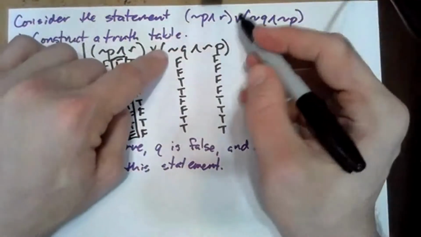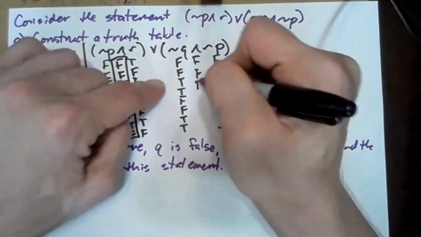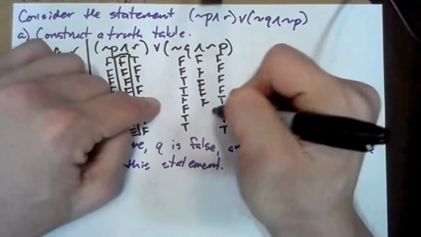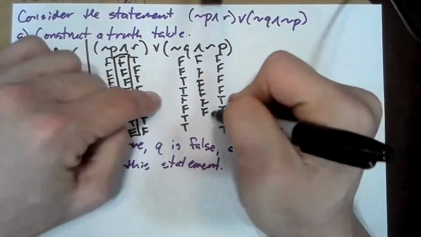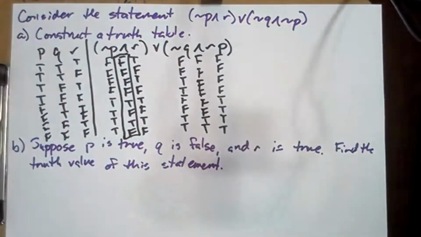Now we check our second AND. False and false is false. False and false is false. True and false is false. True and false is false. False and true is false. False and true is false. True and true is true. True and true is true.